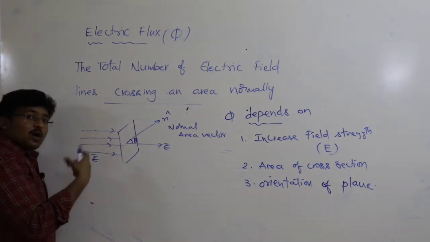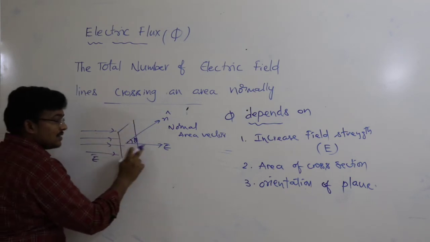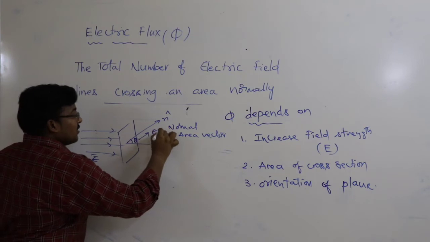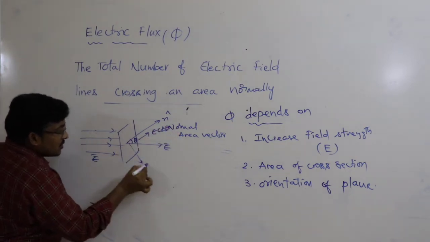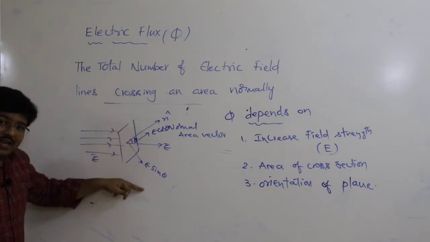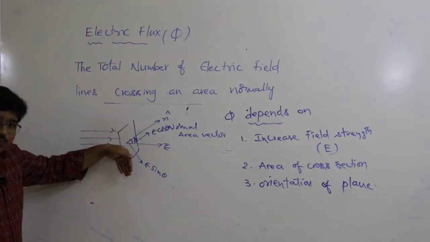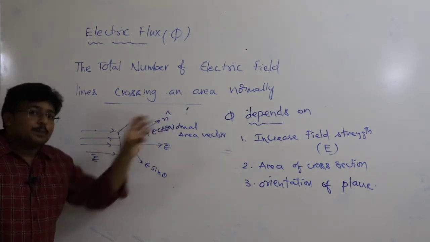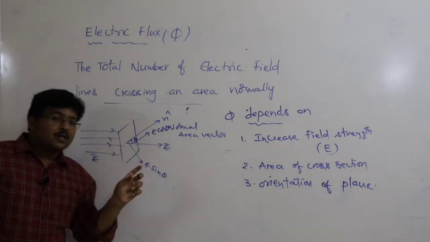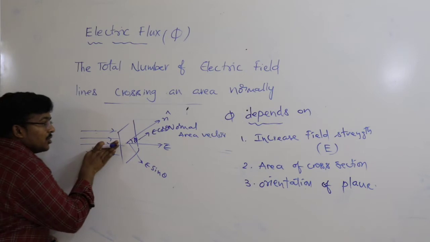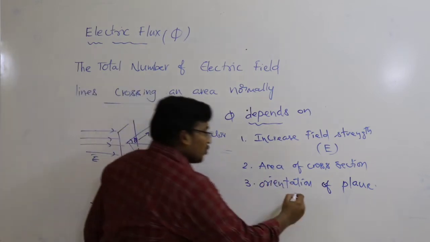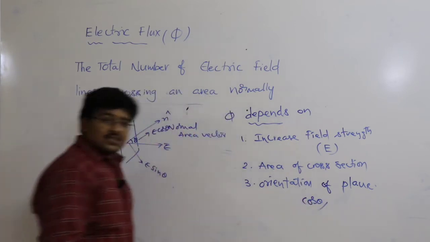So now what flux is going through the area? See this E, I am dividing into two components. One along is E cos theta, perpendicular is E sin theta. It means that this field is in the plane. It means this field is not coming perpendicular to the plane. So which component is coming perpendicularly, normally? Here E cos theta. So that is why you can say the flux depends on cos theta. So orientation is nothing but cos theta.